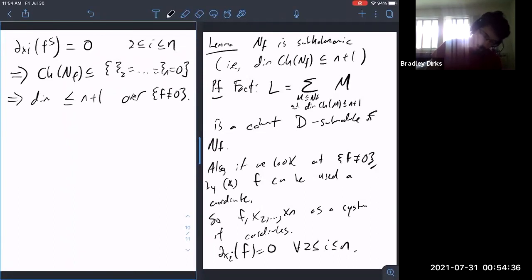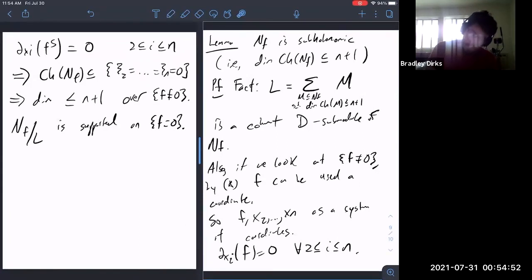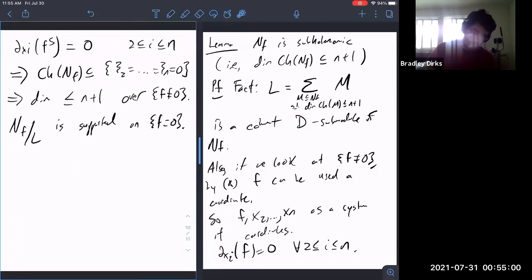And so really what that means is if we look at the quotient N_f mod L, this is supported on f equals 0, right? Like this N_f is one of these things in the definition of L. It is one of these guys that satisfies this if we restrict to this open subset where f is non-zero by this argument here.